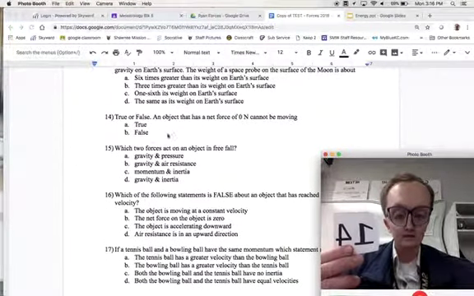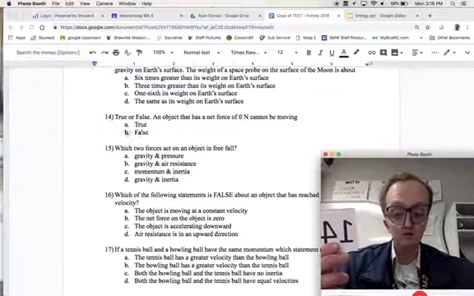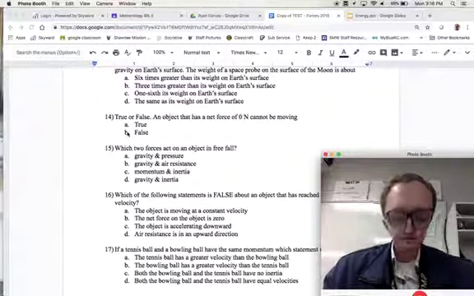Question 14. An object that has a net force of 0 cannot be moving. We did this one in the lab. The answer is false. What it cannot be doing is accelerating.